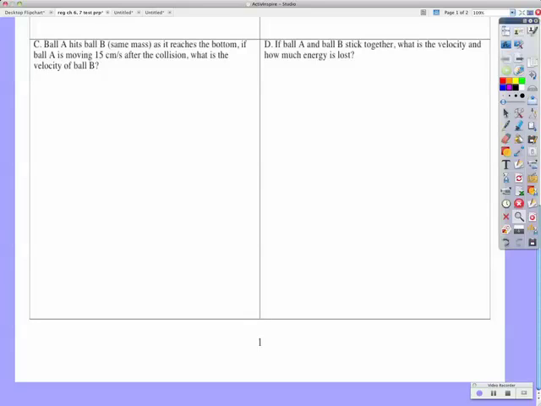So for this one, as ball B reaches, what was the velocity that we got of ball A? Wasn't it like 2.6 meters per second? Okay, so the velocity of ball A is 2.6 meters per second. If ball A is moving, that's VA, and then VA final is 0.15 meters per second after the collision. So what is the velocity of ball B?